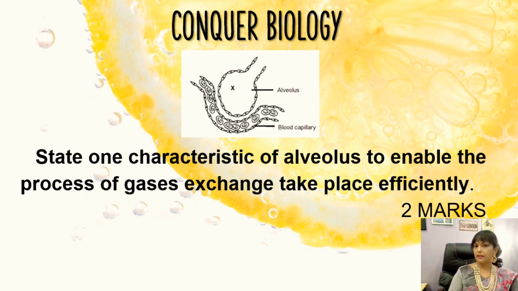Alright, this is an example of a question. Please look at the diagram. The diagram shows a picture of an alveolus and blood capillaries. The question sounds like this: State one characteristic of the alveolus to enable the process of gaseous exchange to take place efficiently. The mark awarded for this question is 2 marks. Let's see how to tackle this question.